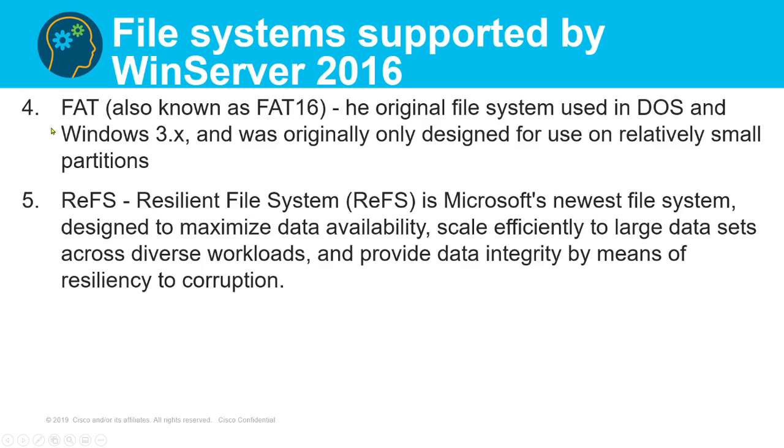Number 4, FAT, also known as File Allocation Table 16. This is the original file system used in DOS and Windows 3.x. This is an old one, and was originally only designed for use in relatively small partitions. Okay, this is an old one.